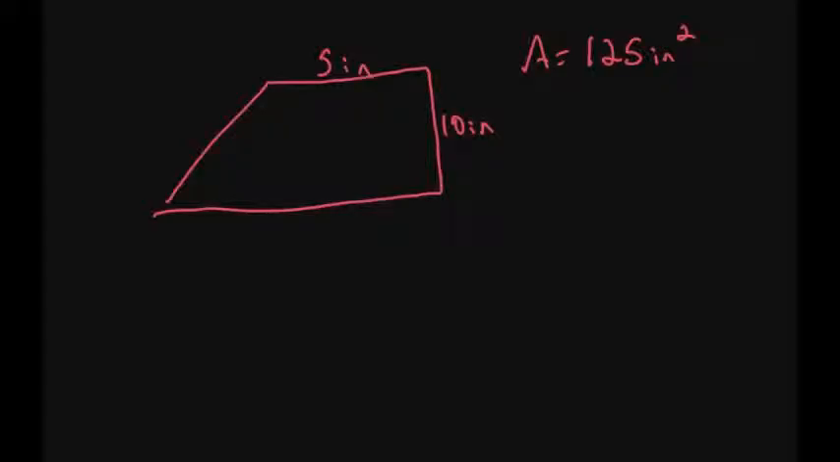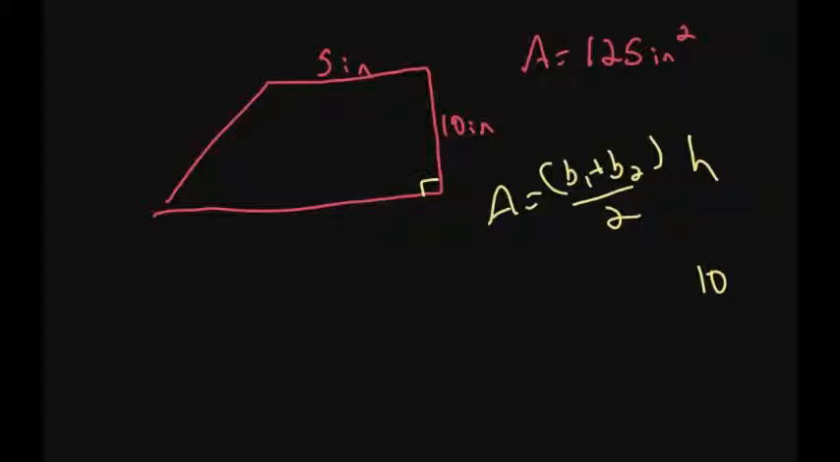Alright, so now we've got another trapezoid. So our formula is still the same. Area equals base 1 plus base 2 divided by 2 times our height. And here we're given certain things. This is a 90-degree angle, so I know my height is 10. I know my area is 125, and I know one of my bases is 5. So 5 plus b divided by 2 times 10 equals 125.